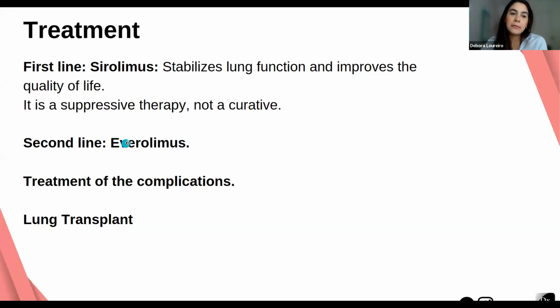As a second line, we have everolimus, and we treat the complications, pneumothorax and chylothorax. And if the disease is really refractory, we can go for lung transplant.